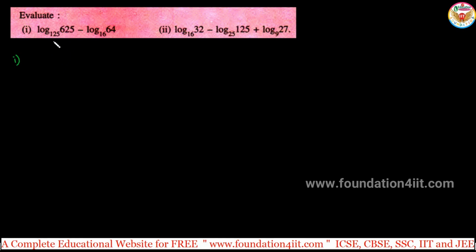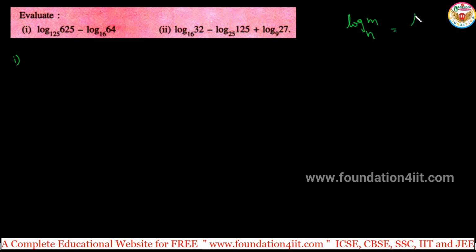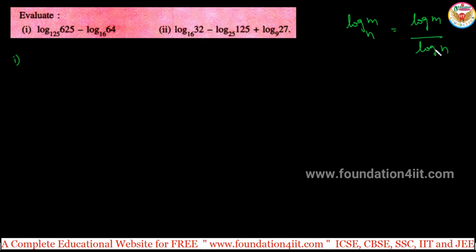Log 625 to the base 125. So this we can write... actually, we have the formula. Log m to the base n, we can write as log m divided by log n to any base. For example, if you take a as the base, log m to the base n is log m whole divided by log n to the same base. Same base we can use. And if the base is not mentioned, you can take it as 10.